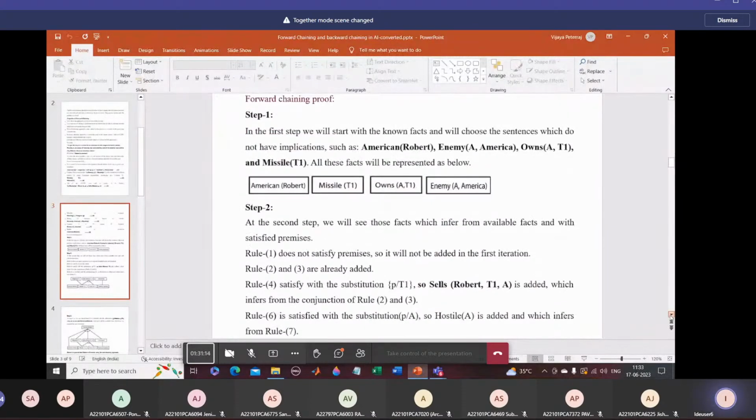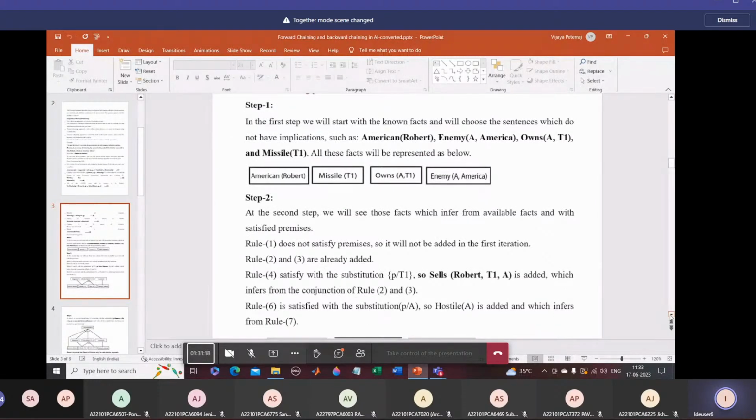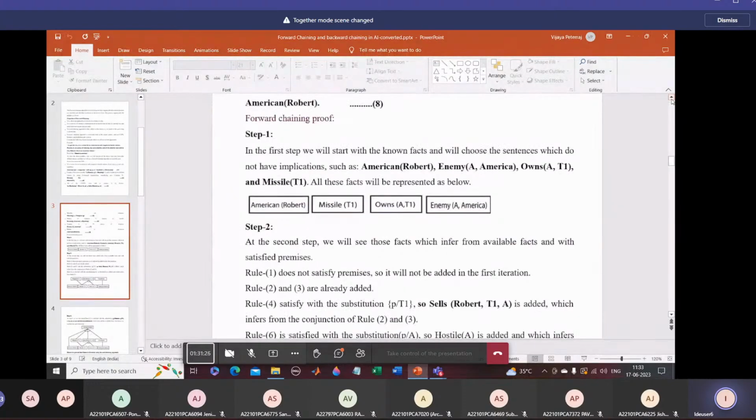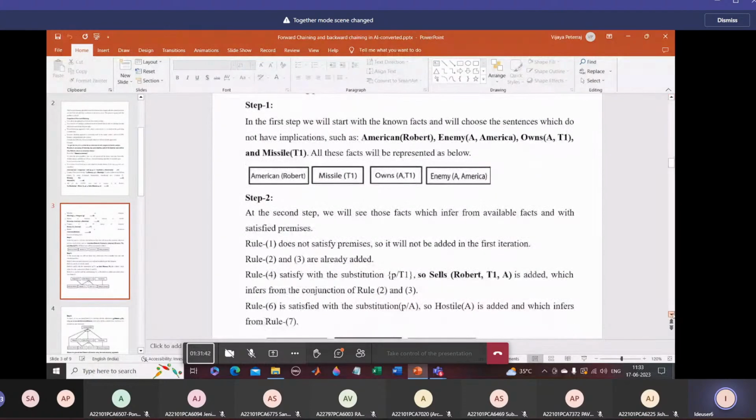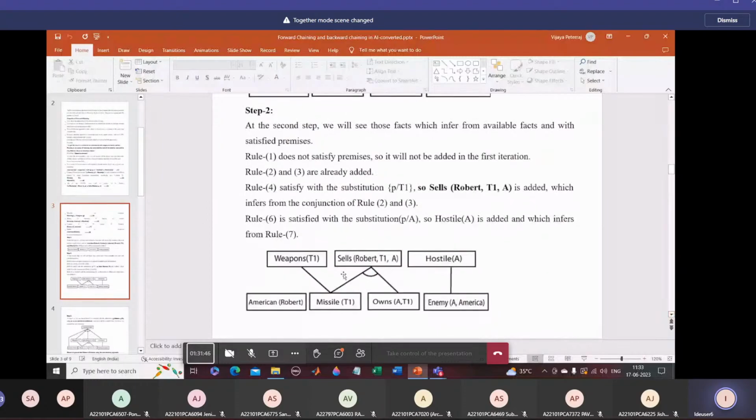The second step is to see those facts which can be inferred from the available facts with satisfied premises. We put many rules, rule 1, 2, 3. Among those rules, which are satisfied and which are not satisfied? Only the ones that are satisfied, we are going to add in iterations. Those with premises not satisfied, we are not going to add. Among these 7 rules, only these 4 are being added. So instead of T1 or missiles, we can say weapons. Country A owns some missiles. So we can say Robert has sold the weapons to the country A. Who is country A? An enemy of America. With this we have brought the implications.